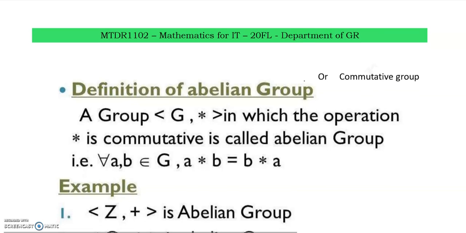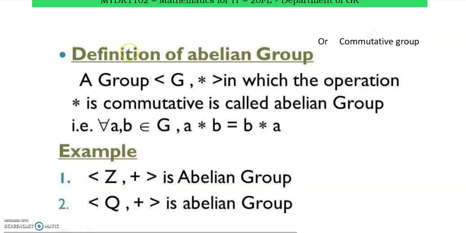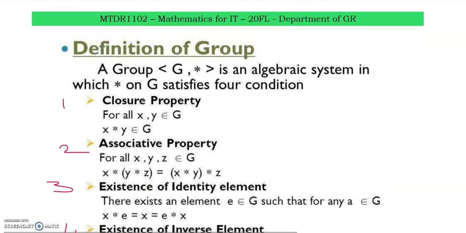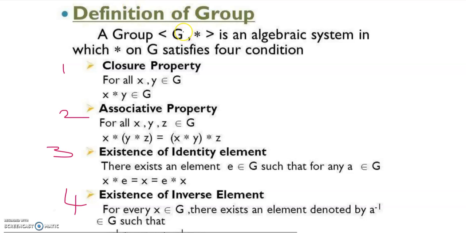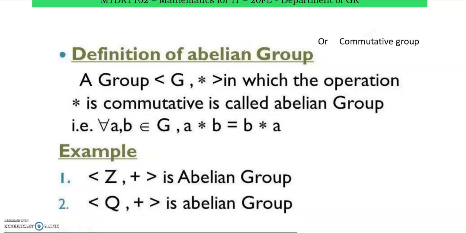You see what is the fifth one. Suppose I take a set G with binary operation star, it satisfies four conditions, then we say that this G is nothing but group. We give the name group. Suppose I have group G.